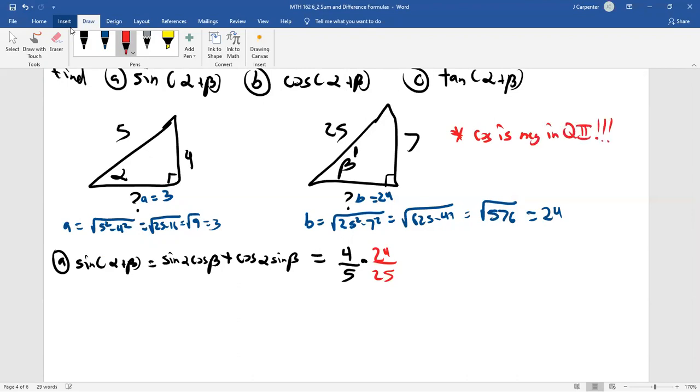Three exclamation marks. Why did that just circle? That's all right. So the cosine of beta is not going to be 24 over 25. It's going to be negative 24 over 25, because beta is actually in quadrant 2, so we have to give the cosine a negative for the beta.